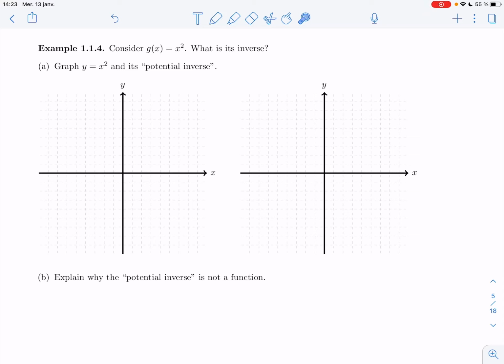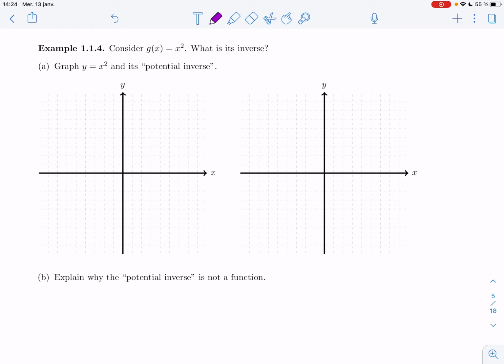In the first two examples we did, everything worked out nicely. I want to do an example where things don't work out as nicely because it won't be the optimal situation for trig functions either. So I'm going to look at example 1.1.4. I'm going to look at x squared, and I want to know what is the inverse of x squared.